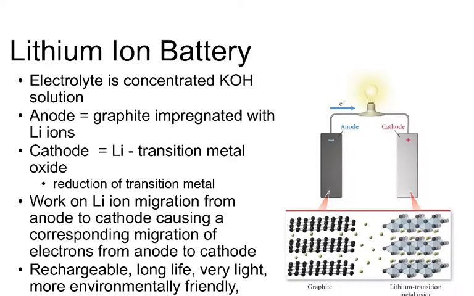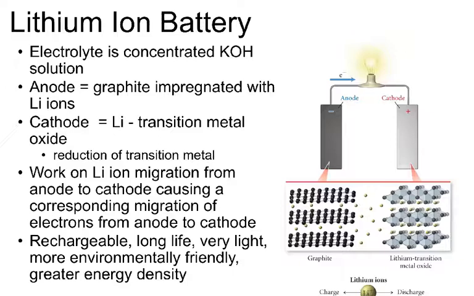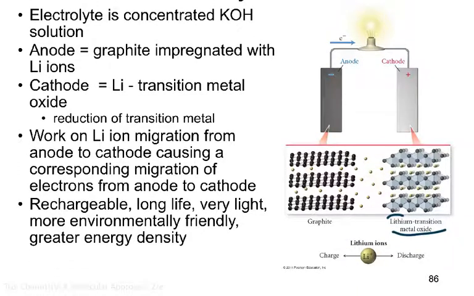One other battery I wanted to point out uses this kind of chemistry. Actually, all batteries use this kind of chemistry, but we're going to talk about the lithium-ion battery, which uses potassium hydroxide solution. The anode is graphite with lithium ions. Lithium is nice and lightweight. And the cathode is a kind of complex lithium transition metal oxide. And so the electrons will move from the anode to the cathode. These have the advantage of being very light and have a long shelf life, and they're more environmentally friendly.